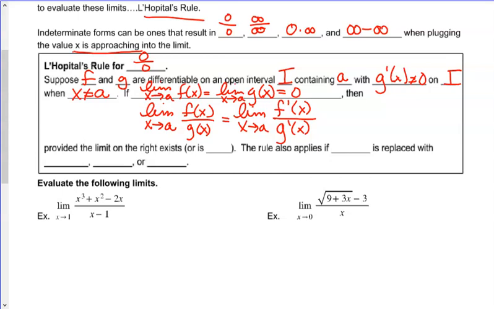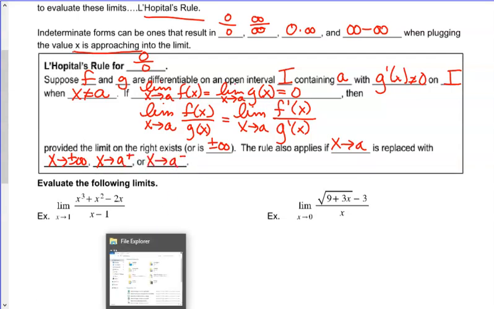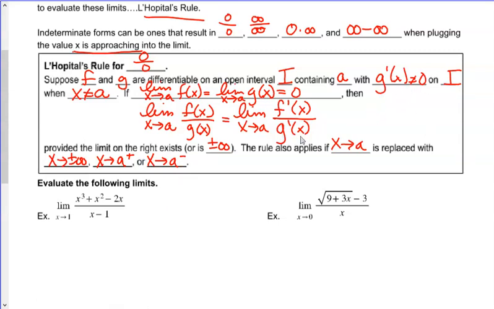If you get an answer, then you're fine, you can move on. If you get another indeterminate form, then you might have to do this more than once. Now, this is provided that the limit on the right exists, or is plus or minus infinity. And this rule not only applies as x approaches a, but it can be replaced by x approaching plus or minus infinity, x approaching a from the right, x approaching a from the left. So, the reason I have to have this condition is that we don't want this to equal 0, okay?